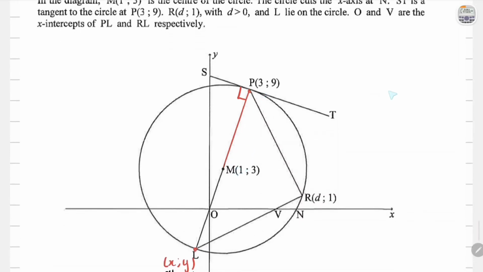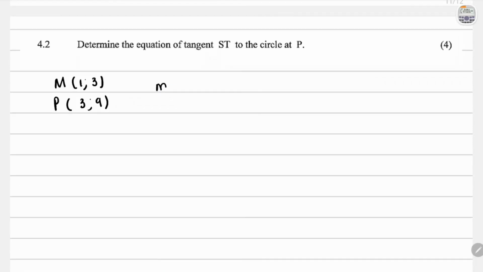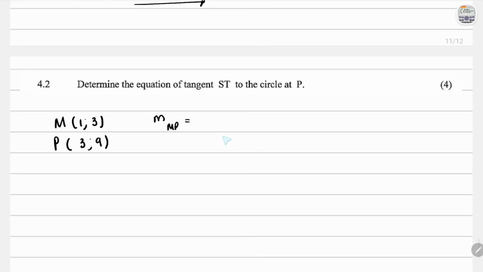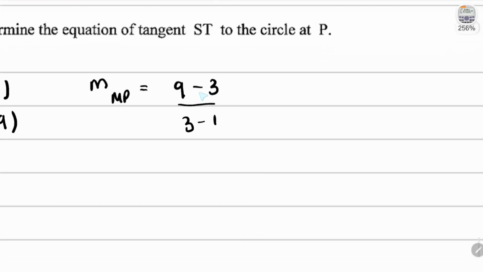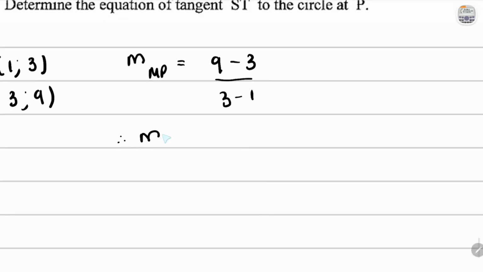Okay, so we're using M and P. So the gradient of MP, the radius, is, we don't really need the formula since we've already worked on gradients already, and you don't get a mark for the formula. So we can just go ahead and say y2 minus y1. So I'll say 9 minus 3 over 3 minus 1. Okay, so there you're going to get 6, and here you're going to get 2. 6 divided by 2 is 3. So the gradient of MP is 3.